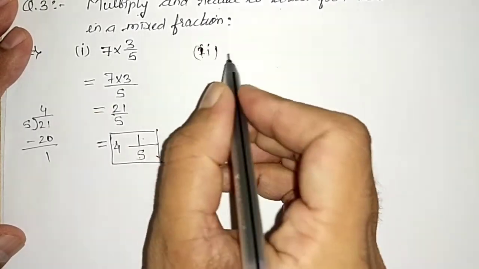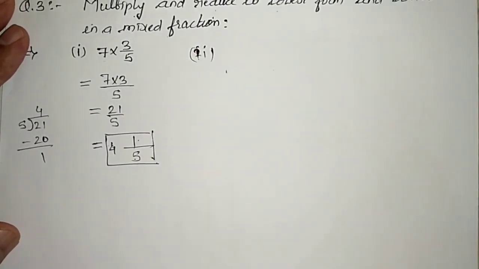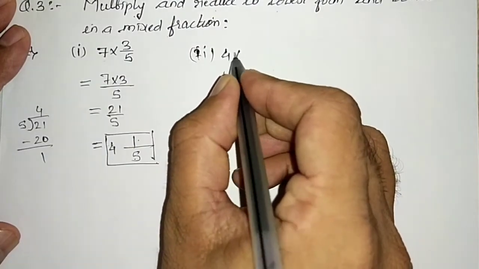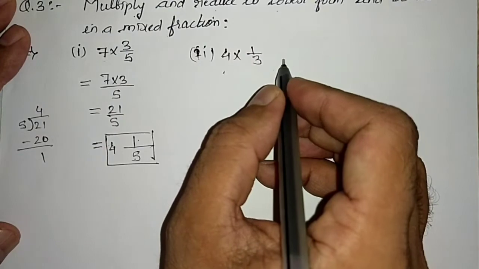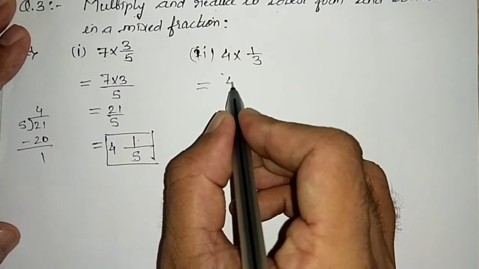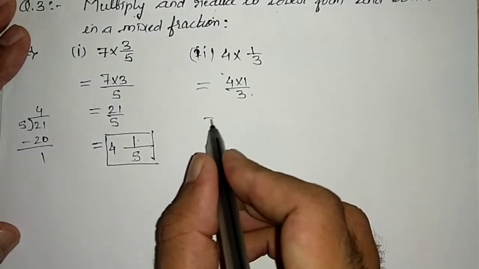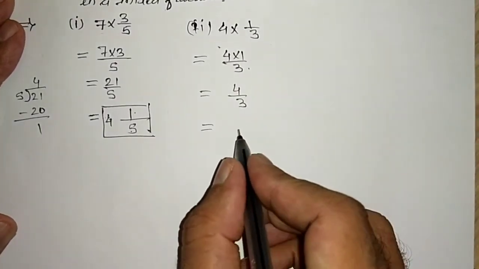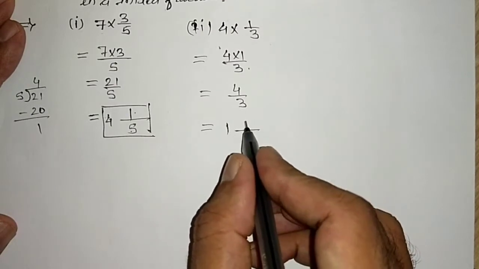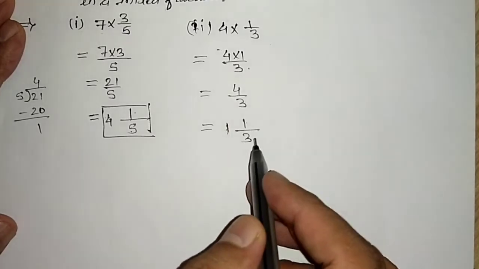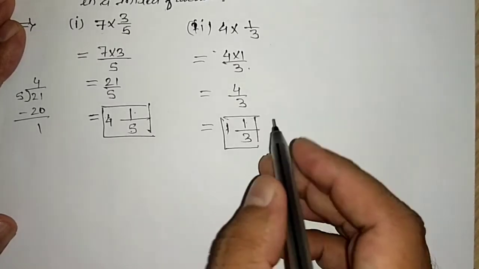Part 2, students. It has 10 parts. I am solving 5 parts, the rest 5 parts will be your homework. Part 2 says 4 into 1 by 3. Again we have to multiply a whole number to the fraction, so 4 1s are 4, divided by 3, so we get 4 divided by 3. To write in mixed fraction, 3 1s are 3 plus 1, 4 by 3. So our answer is 1 integer 1 by 3.